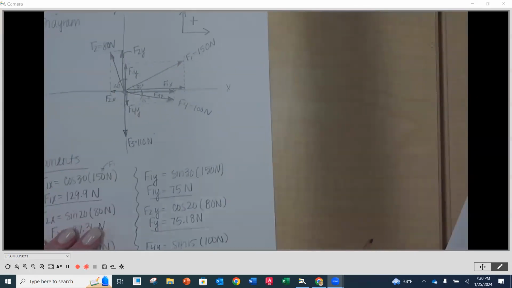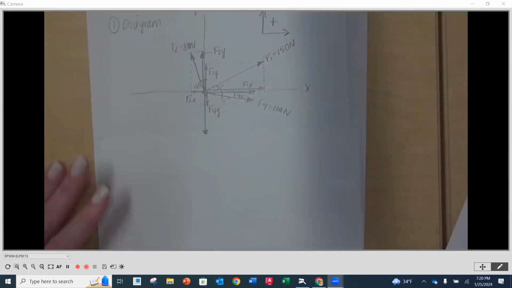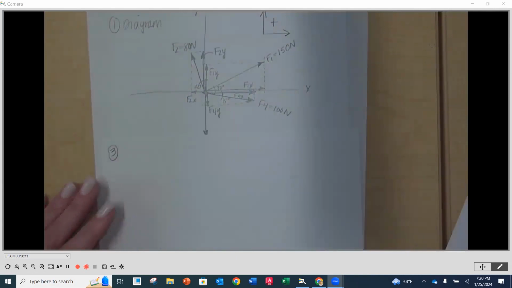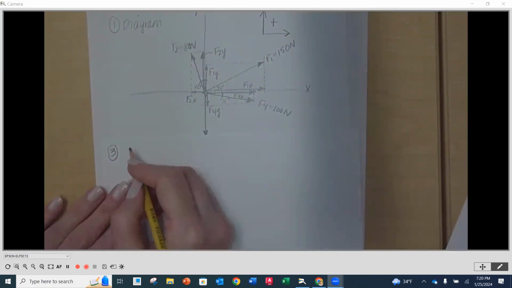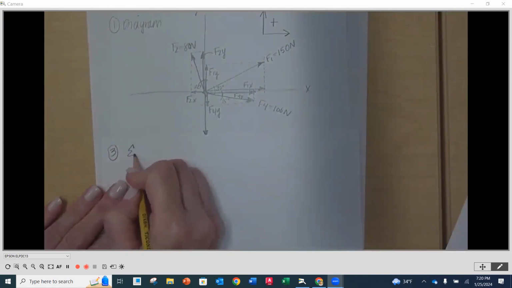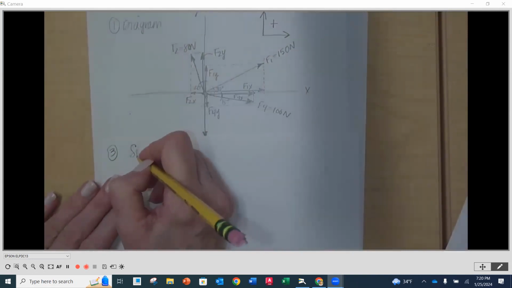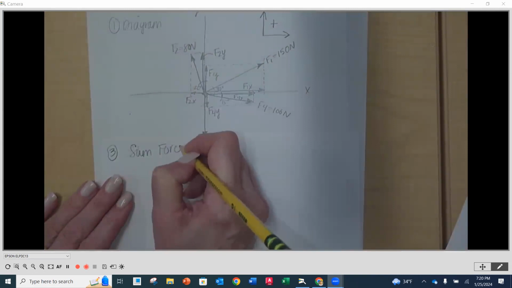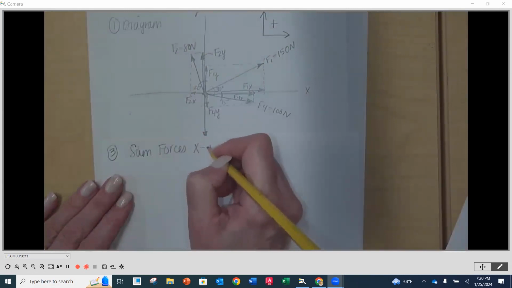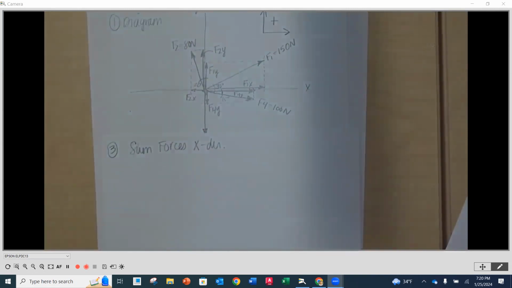All right. So now step number 3. I'm actually going to go down below here, because we're going to keep referencing back to our original diagram. We are going to sum, I'll write it out right now instead of symbols, we're going to sum forces in the X direction. Sum forces in the X direction. And what that does is it is going to give us the resultant X component.